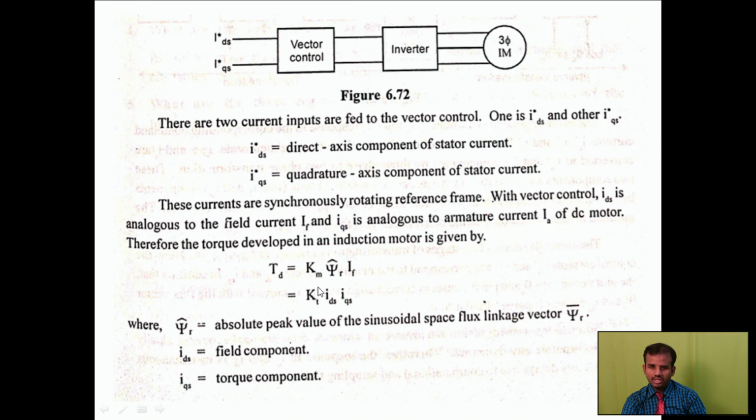Here psi F and IF can be replaced by IDS and IQS, that is TD equal to KT, a constant, times psi r times IQS. The flux linkage is replaced by a direct axis component, and IF is replaced by the quadrature axis component IQS. Here psi r is nothing but the absolute peak value of the sinusoidal space flux linkage vector psi f. IDS is the field component and IQS is the torque component. We already discussed the direct axis component and the quadrature axis component.